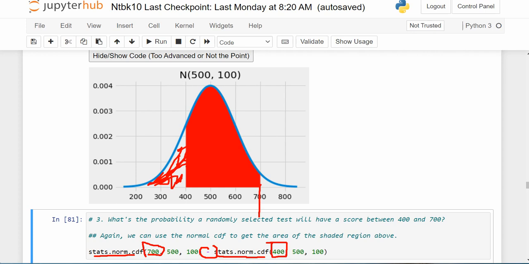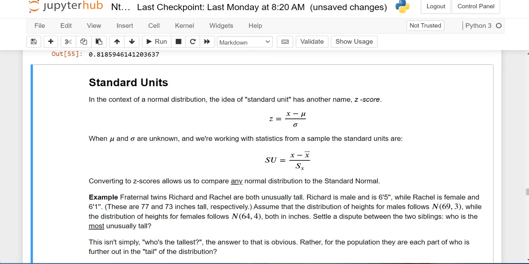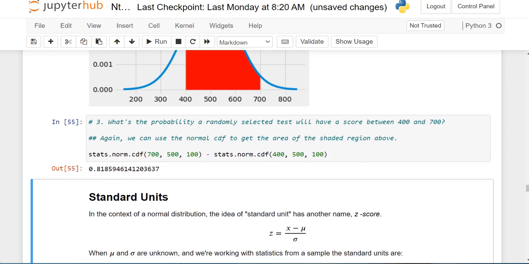The first thing calculates everything to the left of 700, and the second one calculates the probability of everything to the left of 400, but then we subtract to get rid of this area on the left. Let me erase that so it's not so busy. And you can see that the probability, I guess 70%, it's 81.8, right? So almost 82% chance that you take this test and score between 400 and 700.